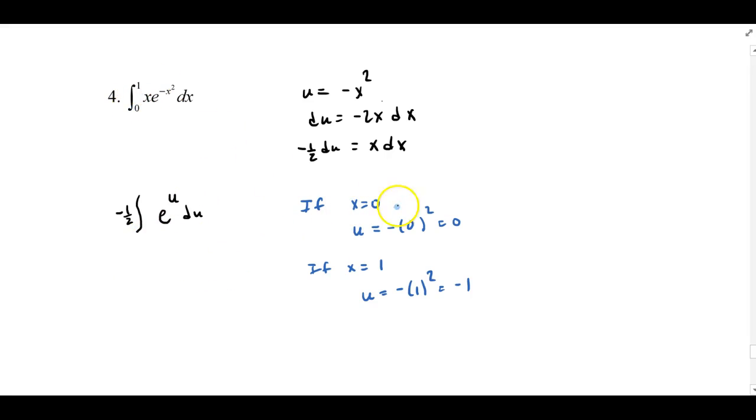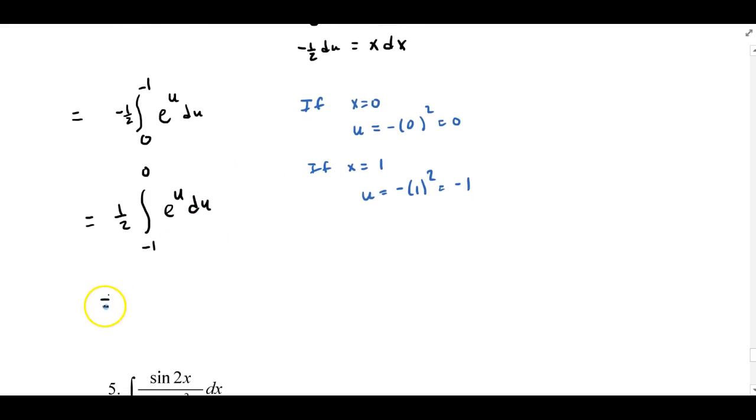So the 0 corresponds to u still being 0. The x equals 1 corresponds to u equal to negative 1. And here we have this. Now, once again, you don't have to do this, but if you are more comfortable with having the smaller value on the bottom, remember we can flip this and just switch this sign here, right? Well, we need to put a negative on the outside, but that negative will make this a positive. So if we do that, then we get negative 1 to 0 of e to the u du.